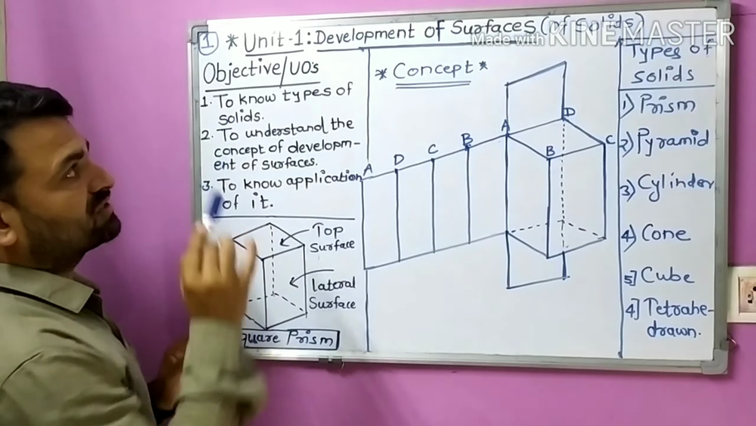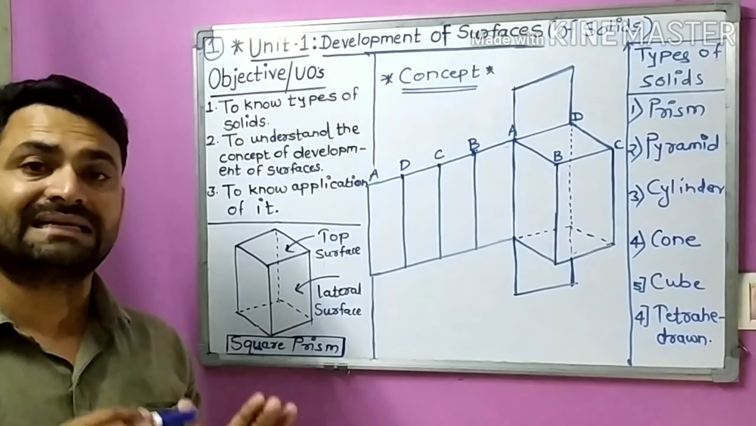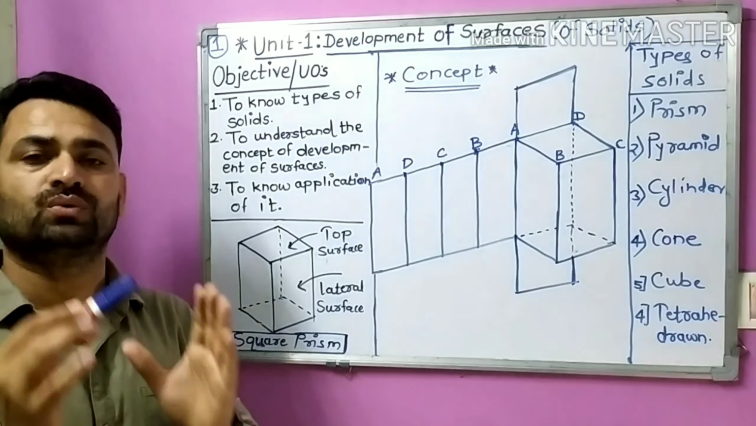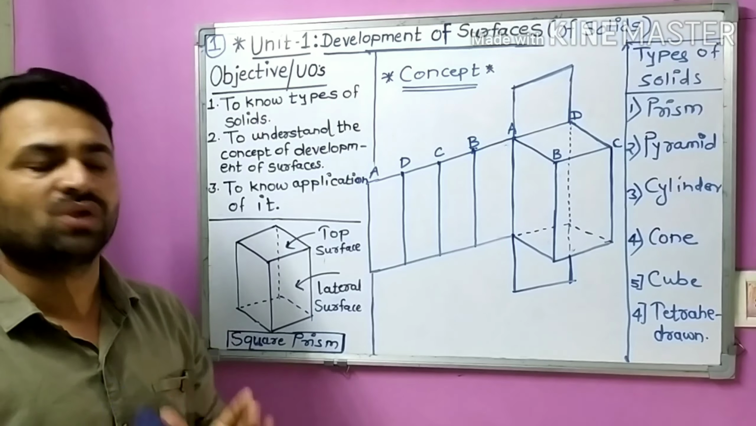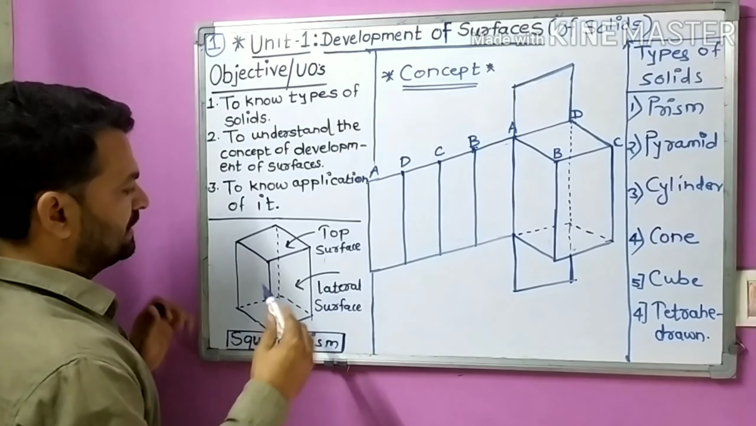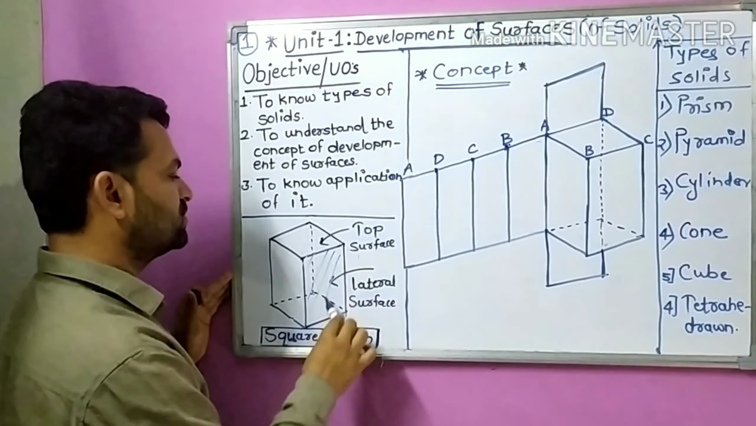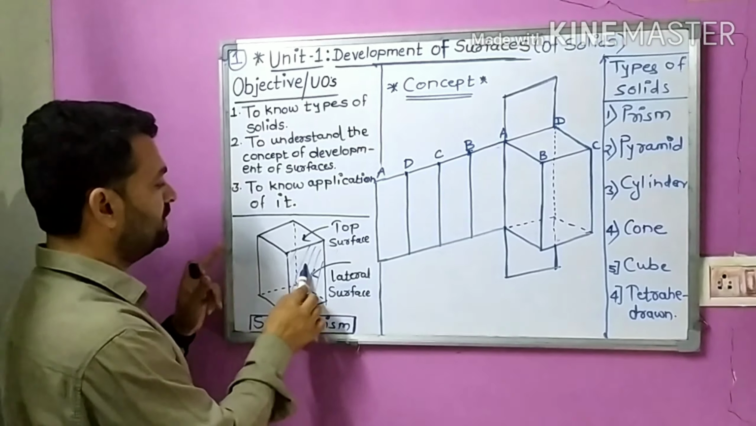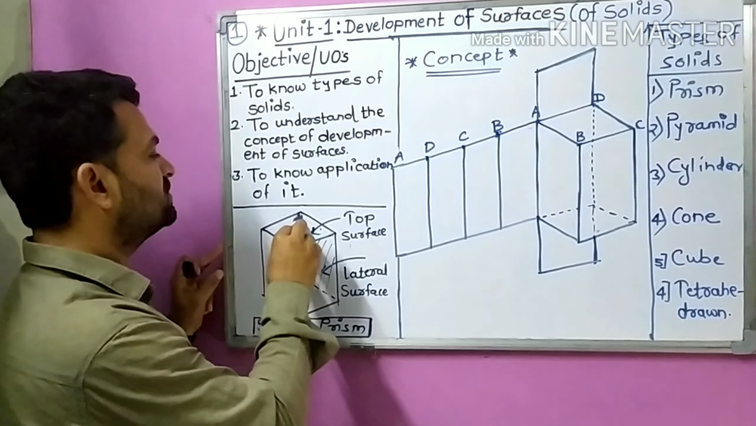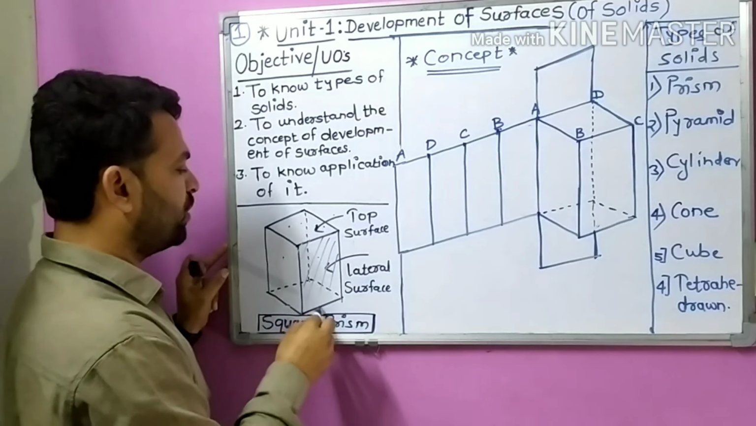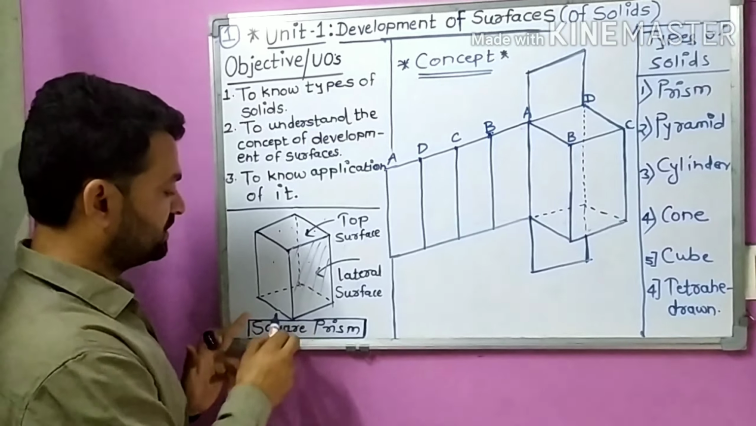As our topic is related to development of lateral surfaces of the solid, the student must know which are the different lateral surfaces of the solid. So this is a lateral surface. See, this is a square prism. This surface is known as a lateral surface. It has 1, 2, 3 and 4 lateral surfaces. And this is the top surface, and this is the bottom surface. So these are the lateral surfaces of the solid. This is for the example.